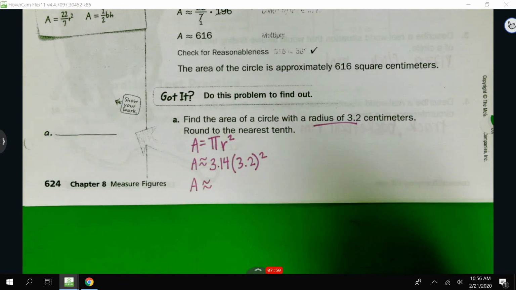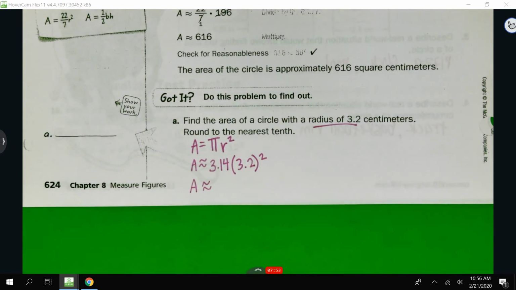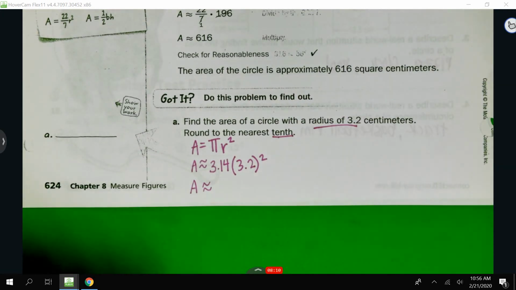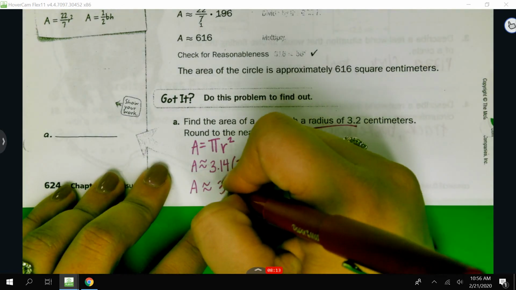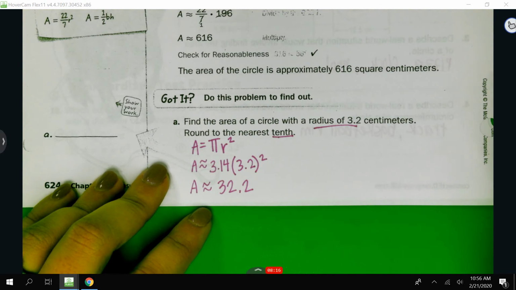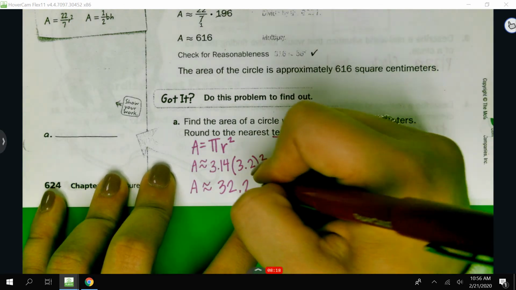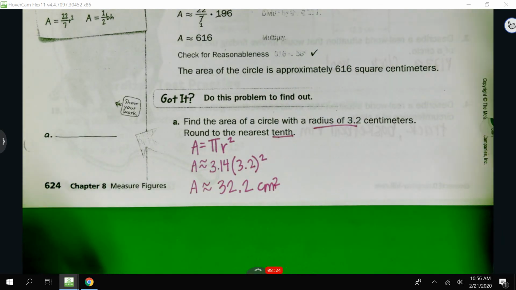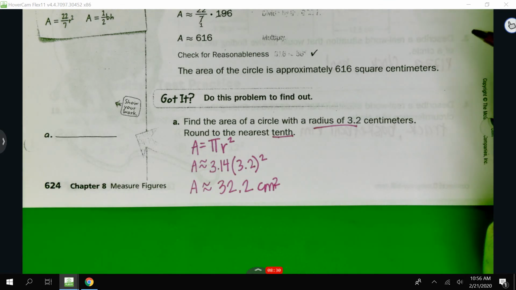So if you want to multiply all this in your calculator, just make sure that you're doing that exponent first, and then hit times 3.14. And what does that give you? 32.15. Is that rounded to the nearest tenth? 32.2. And what would it be? 32.2 what? Centimeters squared. Good. Any questions on that? Not too bad.